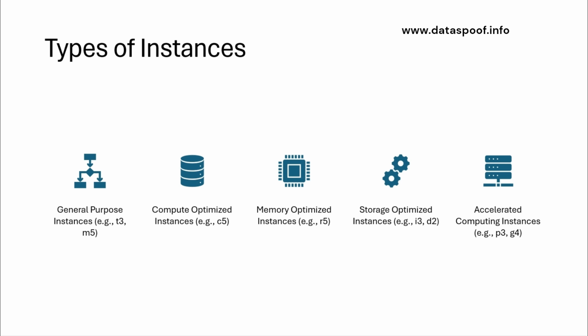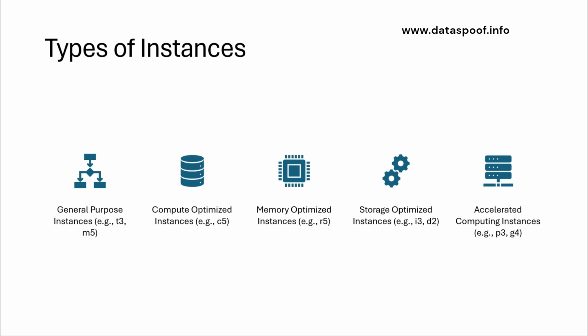Then we have compute optimized instances. They are used for tasks which need a lot of processing power, such as doing complex calculations. Next, we have memory optimized instances. They are used when you need a lot of memory, like big databases. In that case, you use memory optimized instances.